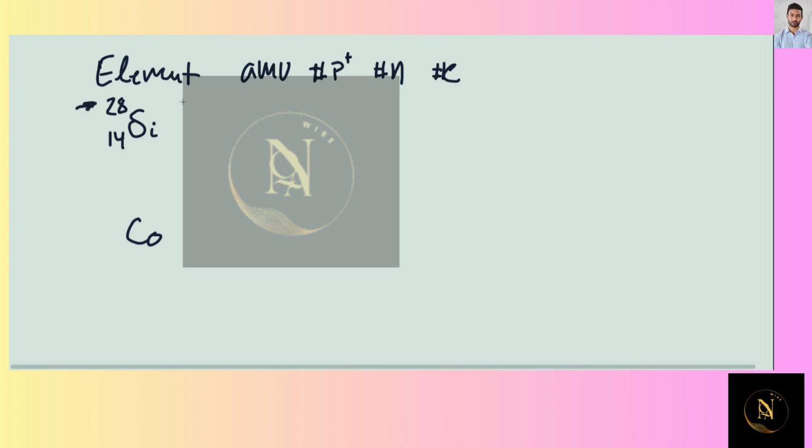Well, the mass is always given right up there, right? So the mass should be 28 in this case. The number of protons is always given right there, right? So this should be 14. The number of neutrons should be the mass minus the number of protons, right? So this would also be 14 in this case.